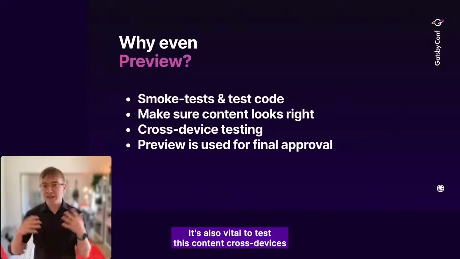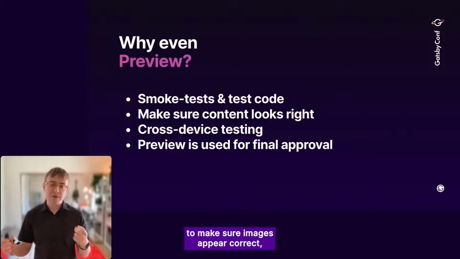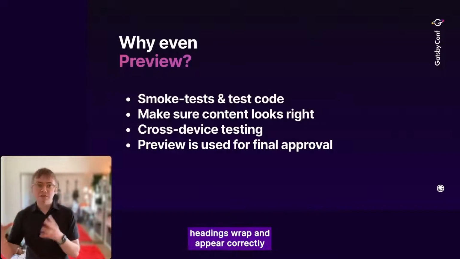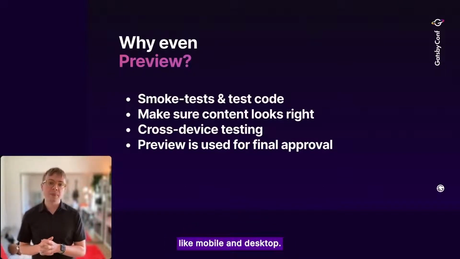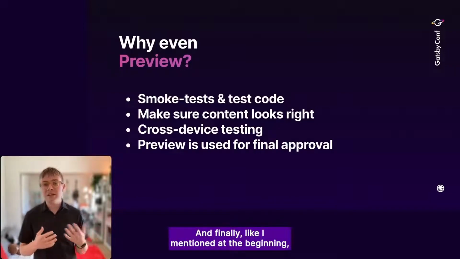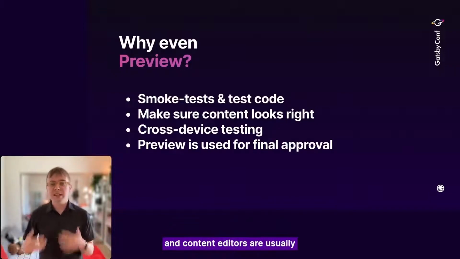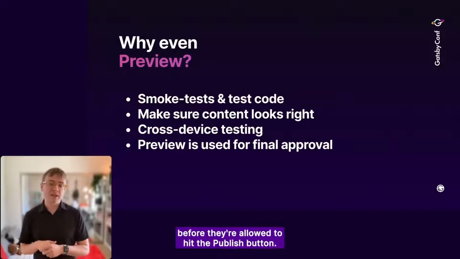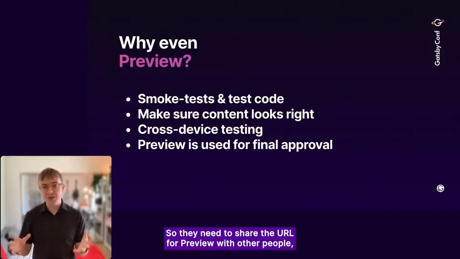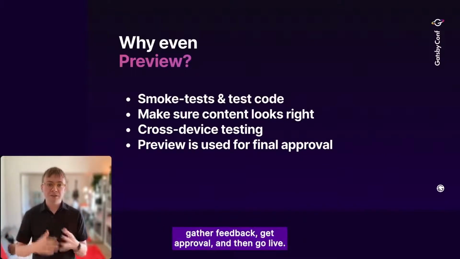It's also vital to test this content across devices to make sure images appear correct, and headings wrap and appear correctly across different screen sizes like mobile and desktop. And finally, like I mentioned at the beginning, all of this is a collaborative process. Content editors are usually soliciting feedback from others before they're allowed to hit the publish button. So they need to share the URL for preview with other people, gather feedback, get approval, and then go live.